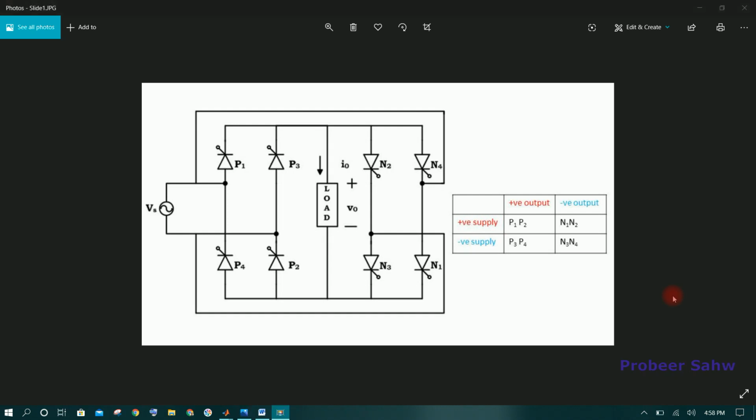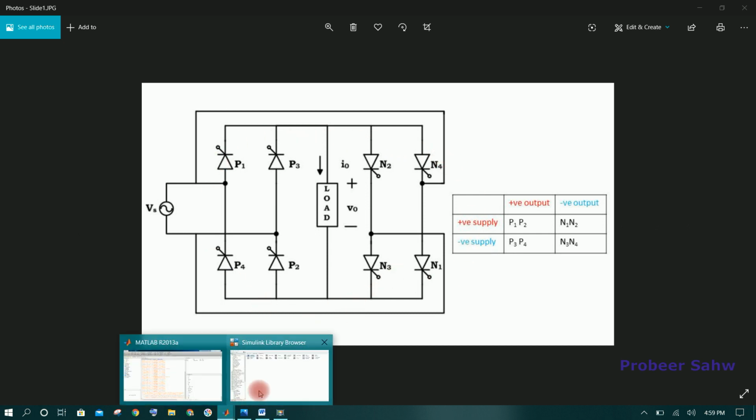We are going to create a Simulink model for step-up cycloconverter. This is the circuit for cycloconverter. We need one AC source, a load, and 8 thyristors arranged in this configuration.